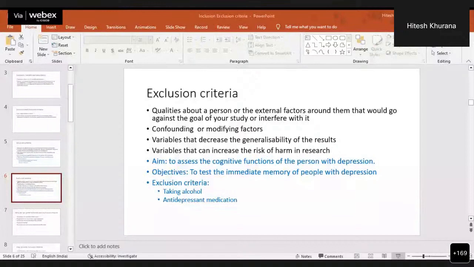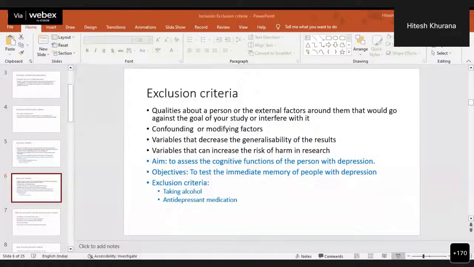And variables that decrease the generalizability of the results, those also I would like to take care of. Suppose the person is already taking some kind of antidepressant medication, I won't be able to know whether the effect is because of the antidepressant medication which I am going to give or the one the person is already taking. Variables that can increase the risk of harm to research participants.